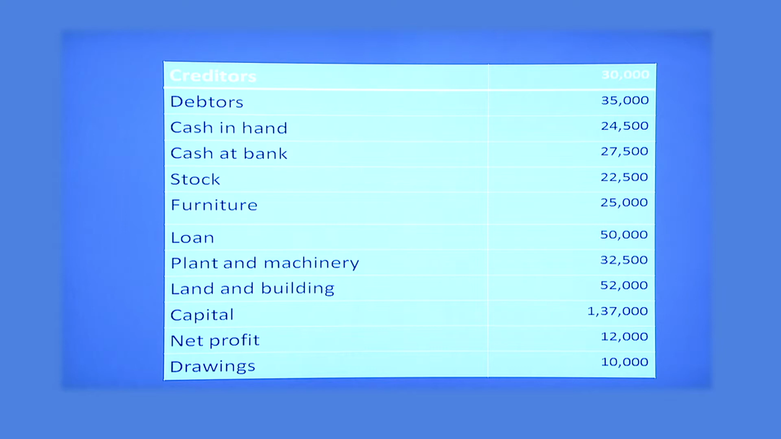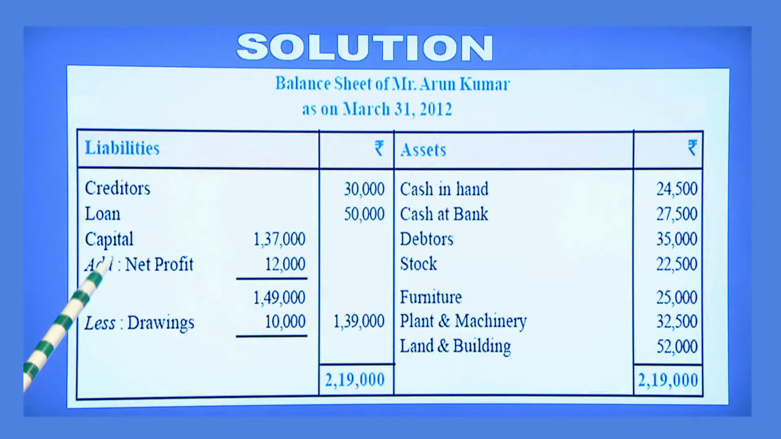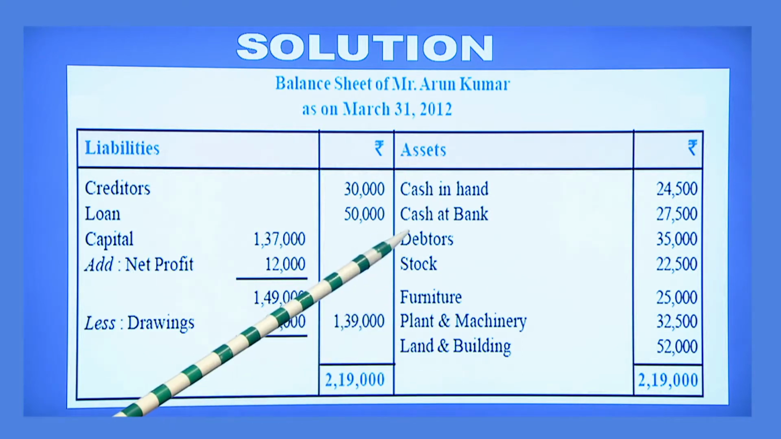Capital, in the inner column of the balance sheet you will write 1,37,000 and you will add the net profit and you will deduct the drawings from it. So, in the answer, capital, add net profit less drawings. Creditors and loan on the liability side, and on the asset side, cash in hand, cash at bank, debtors, stock, furniture, plant and machinery, land and building.